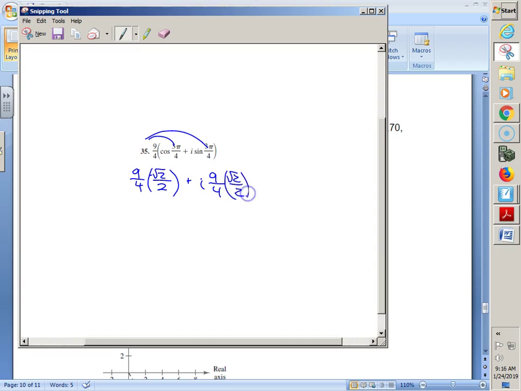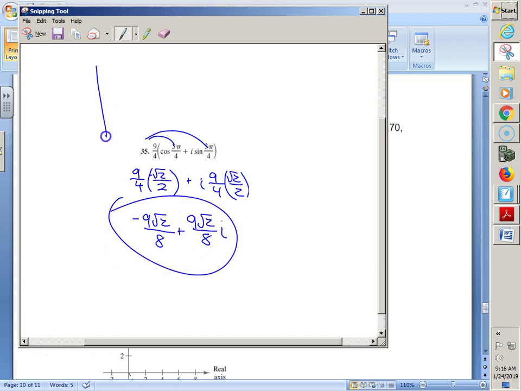I could go ahead and do it pretty quickly. You guys could get decimals and compare tomorrow. But we're going to end up with negative 9 root 2 over 8 plus 9 root 2 over 8. Okay. This one wasn't too bad. And then you were supposed to graph it, and 3 pi over 4, hopefully we could get in the second quadrant. There he is.